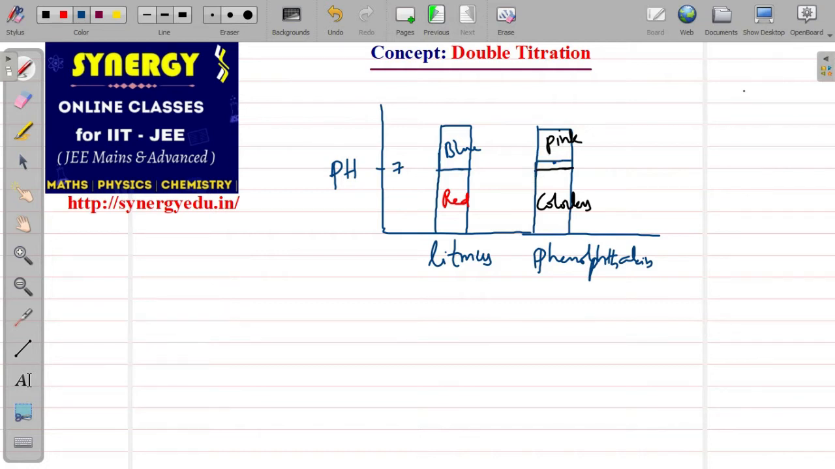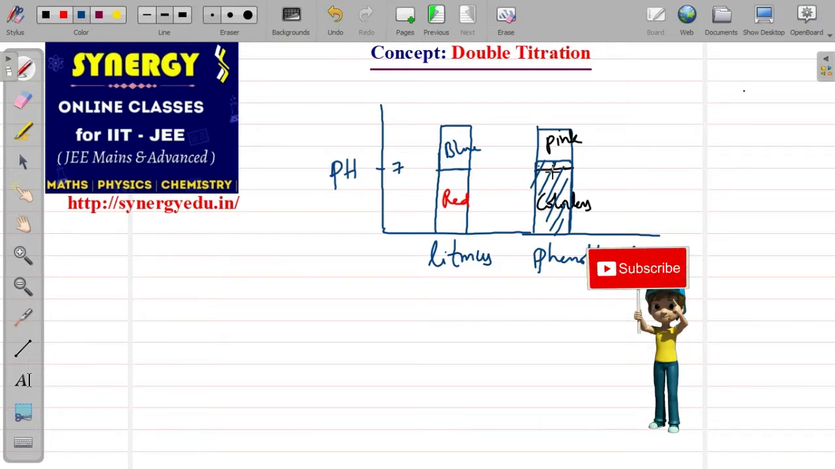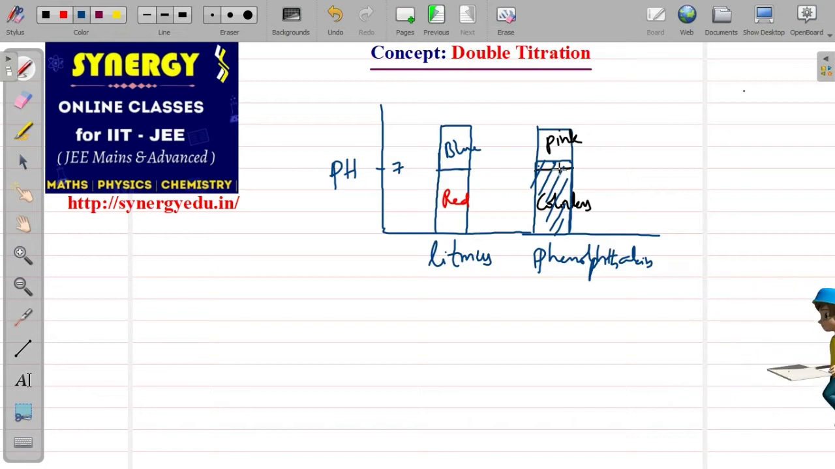So actually all this portion is a colorless portion for phenolphthalein, because points slightly above pH 7 are also treated as acidic points as far as phenolphthalein is concerned. Every indicator has a range and behaves in a different manner. Depending upon the range of the indicator, these points fall in the colorless region, and the points above pH 8 fall in the pink region.